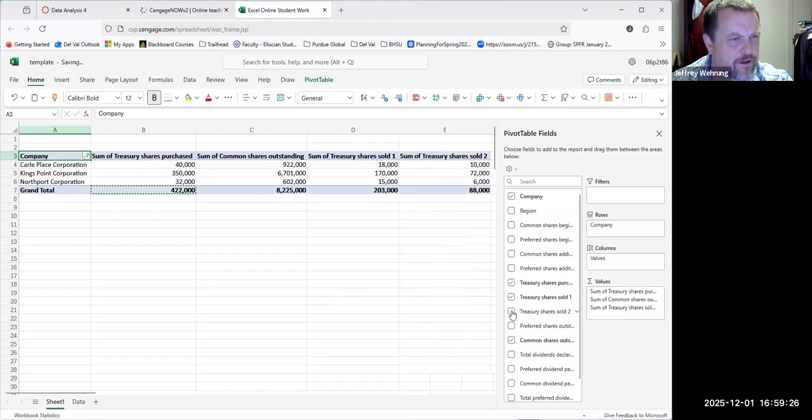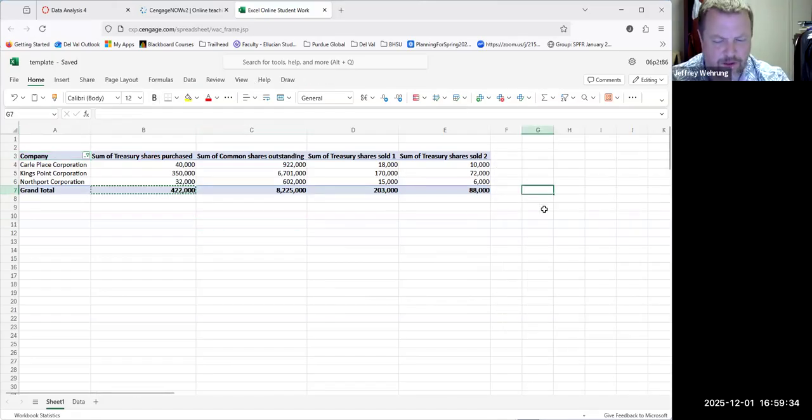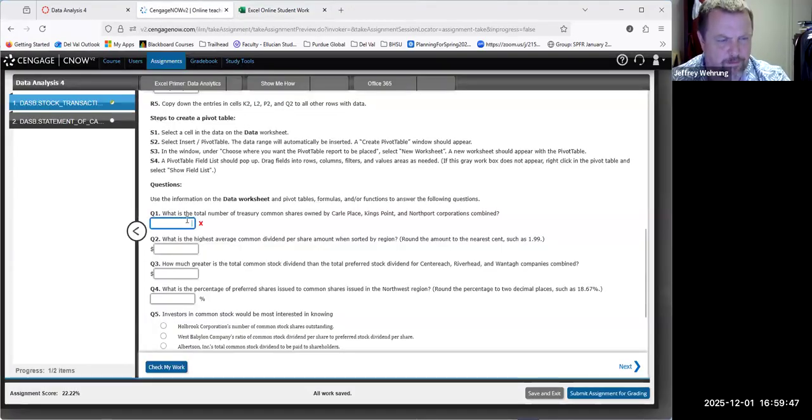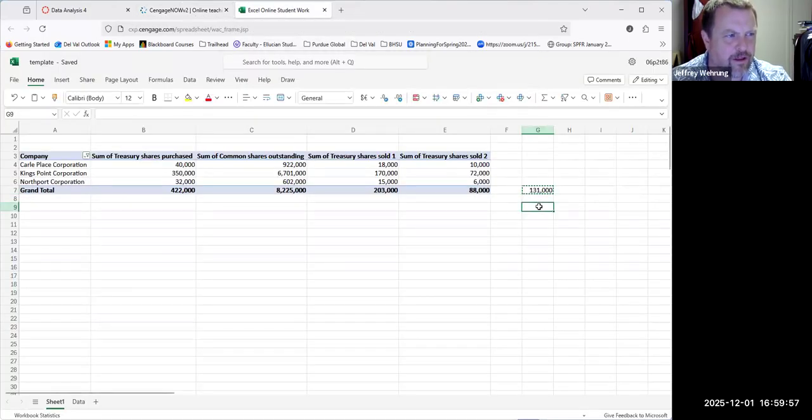Oh, this is interesting. So I think maybe this is what they're looking for. There we go. Okay, yeah, that's weirdly worded. Was the total number of Treasury common shares owned? So they're looking for the Treasury common shares purchased minus the Treasury shares sold.